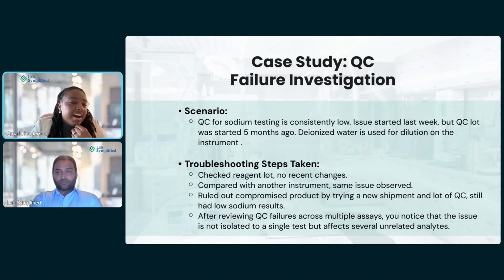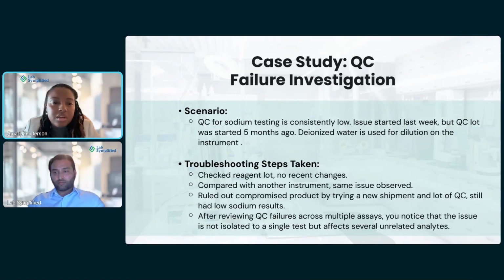Some of the troubleshooting steps that you've taken: you've checked the reagent lot, and you have not changed reagent lots recently. You've compared another instrument, and you're having the same issue on a different instrument in your same facility. You've ruled out compromised product by trying a new shipment and lot of QC, but you're still experiencing low sodium results. After reviewing QC failures across multiple assays, you notice that the issue is not isolated to just sodium, but affects several unrelated analytes. Any thoughts on what could be the source of the QC failure?